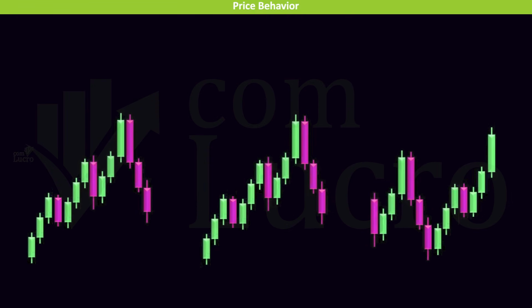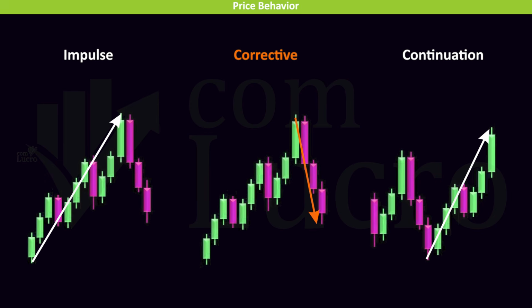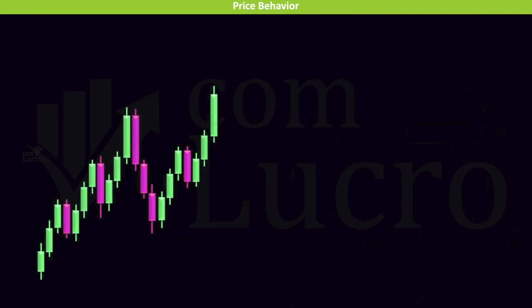To begin, let us first explore the fundamentals of price behavior from a market structure perspective. Price action is built on three primary types of movement: impulse, corrective, and continuation. Each of these movements is formed through internal candlestick structures. Now let us take a closer look at each component in detail.